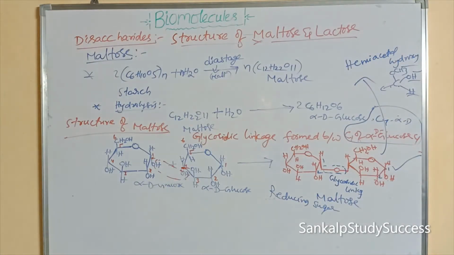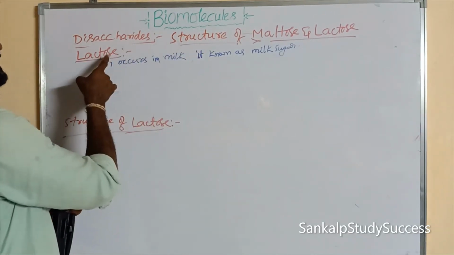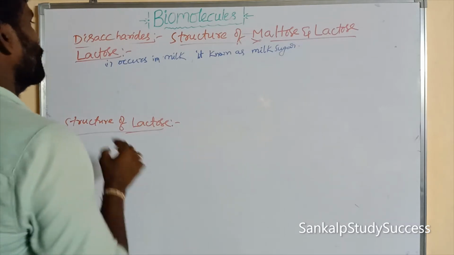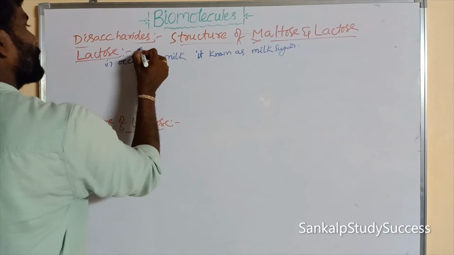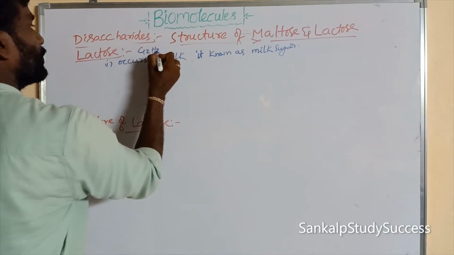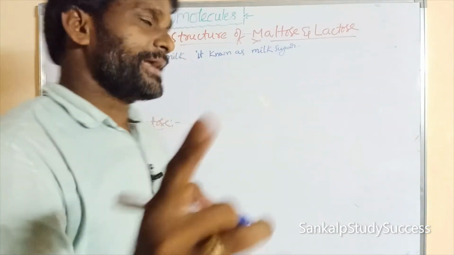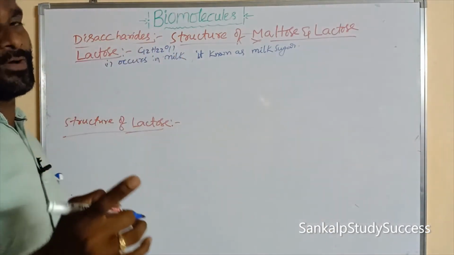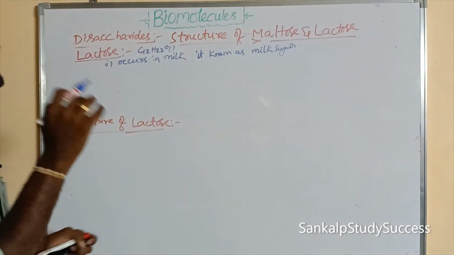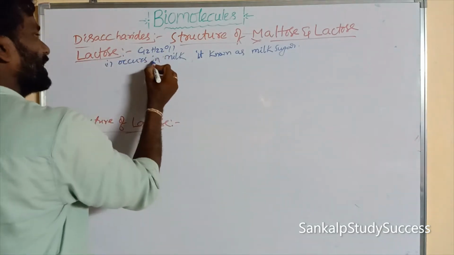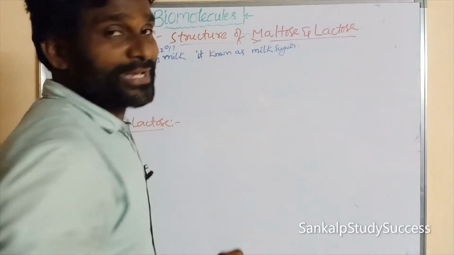Next, now we will discuss another disaccharide, lactose. Its formula is also the same, C12H22O11. Sucrose, lactose, maltose all have the same molecular formula C12H22O11. Lactose occurs in milk.